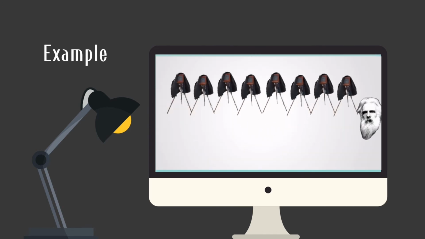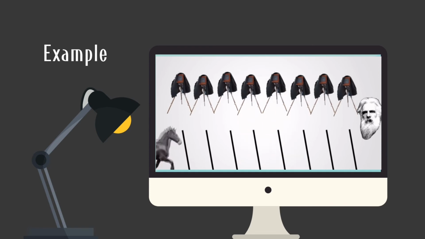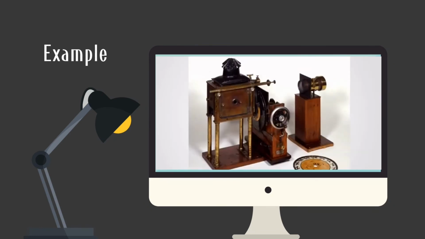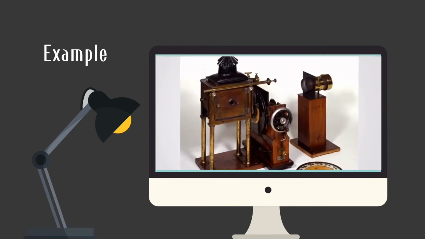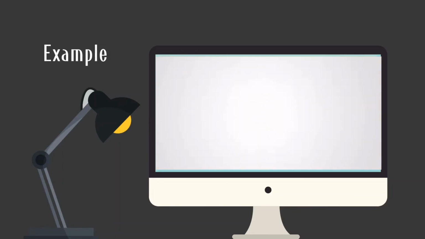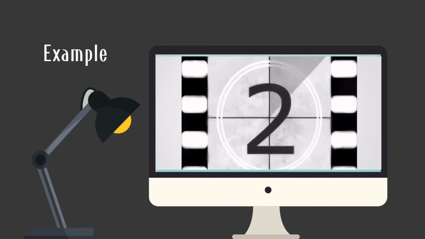He set up 24 cameras linked to tripwires to take photographs of a horse galloping. He developed and later projected the images onto a screen using his invention, the zoopraxiscope. The result was 2 seconds of movie history. Here it is, the first motion picture ever made. Get your popcorn.